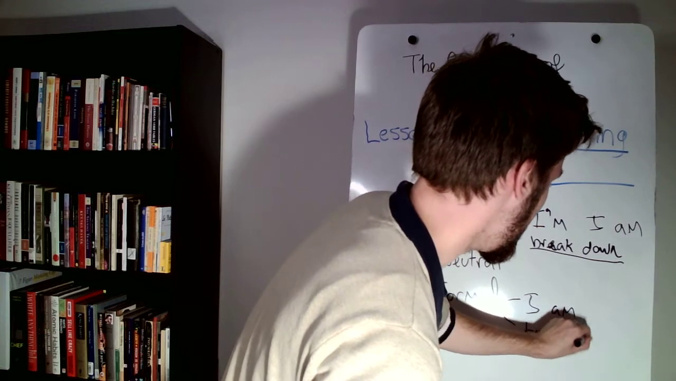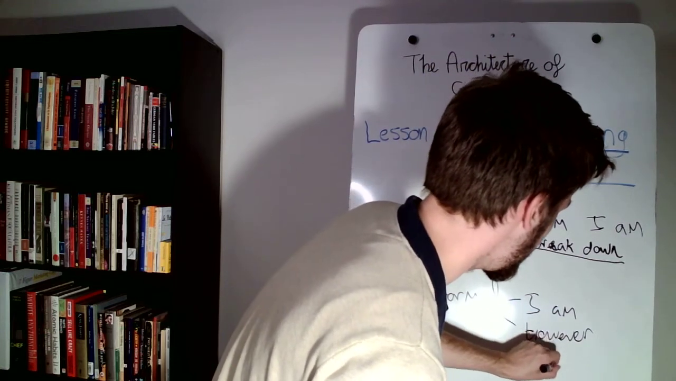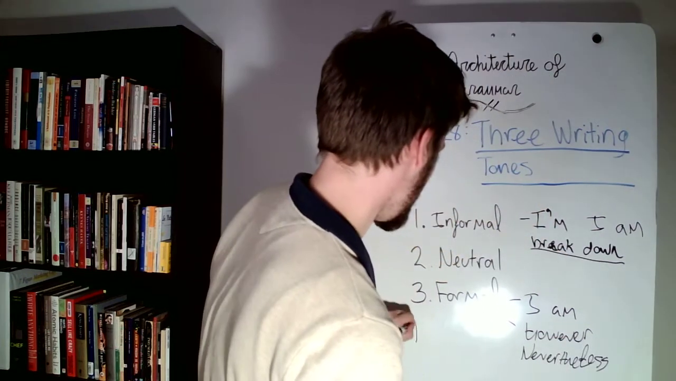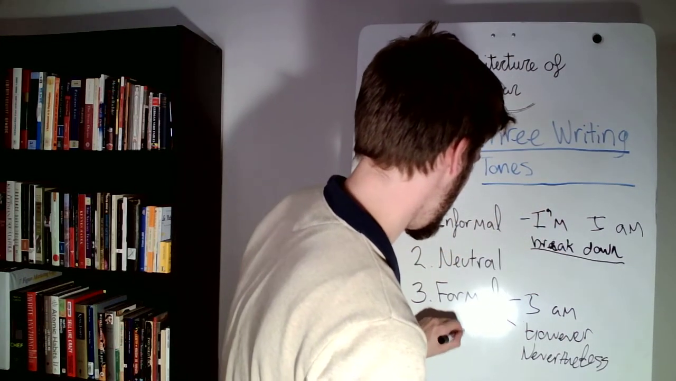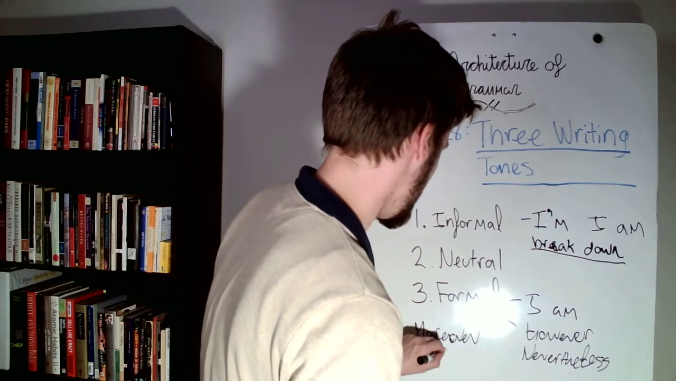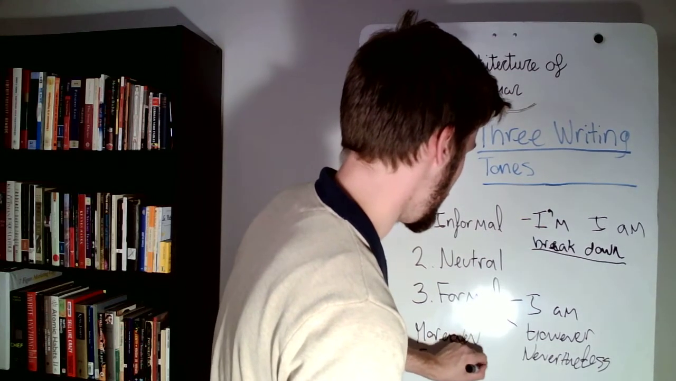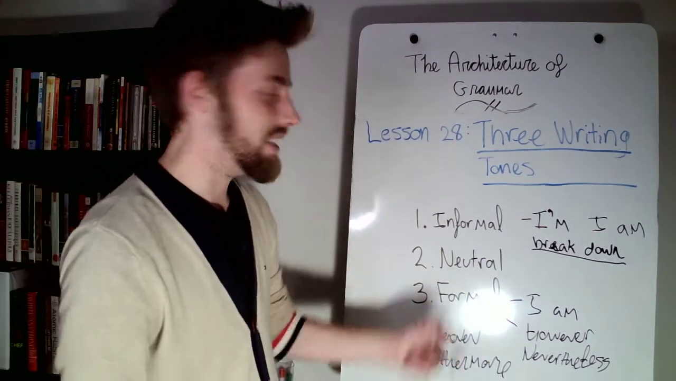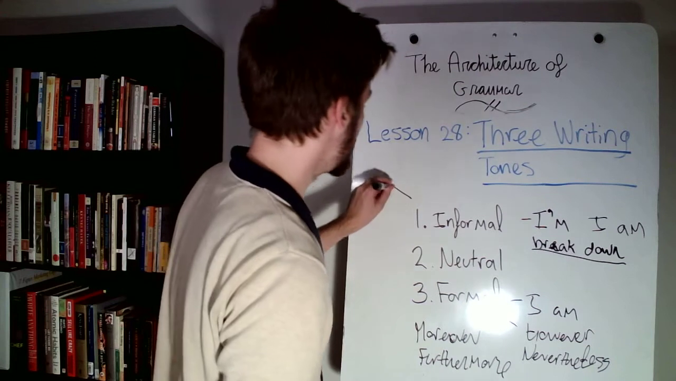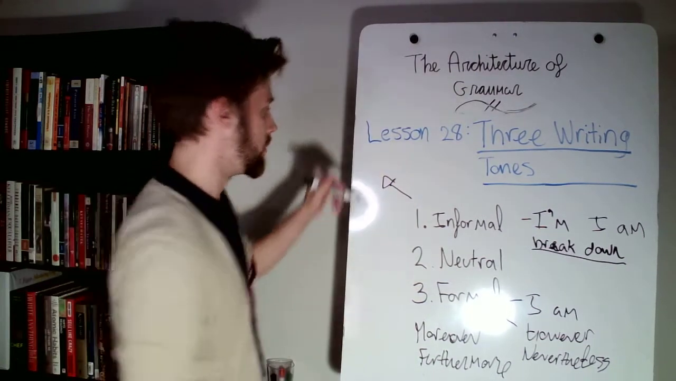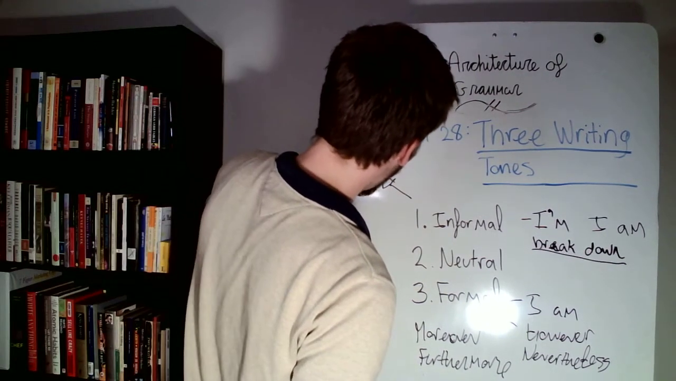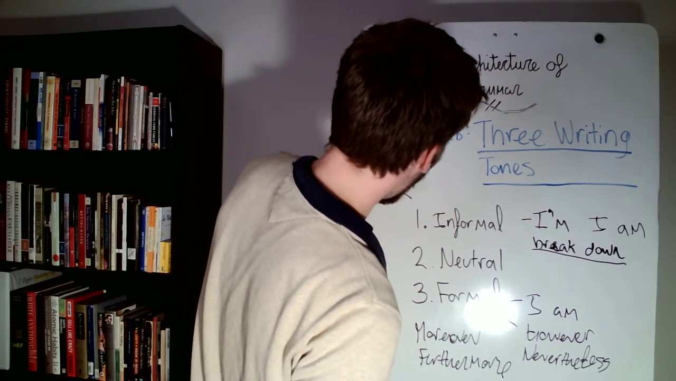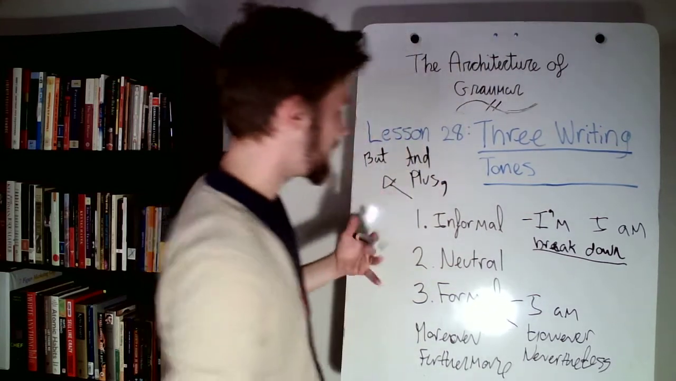And so you'll want to be using connectors like however, nevertheless, moreover, furthermore. These are all connectors that you can use, and they sound formal. If you needed to say these things in the informal tone, you would more so be using conjunctions. So you would be using but, and, plus, all these different words.